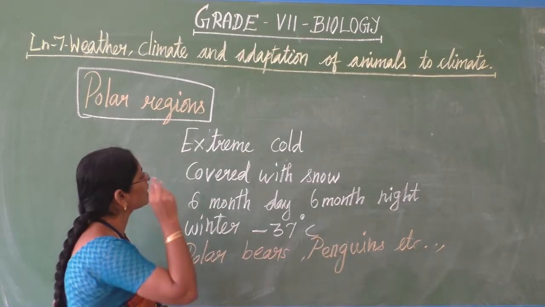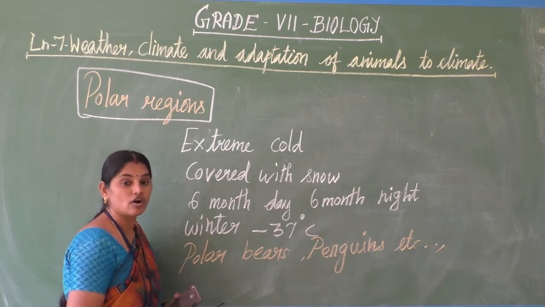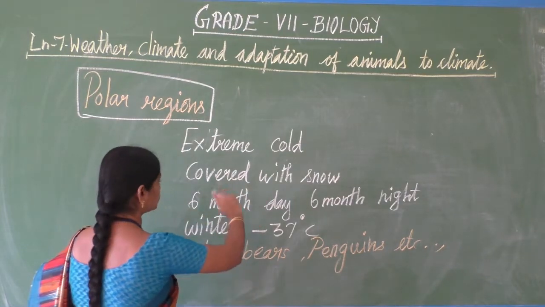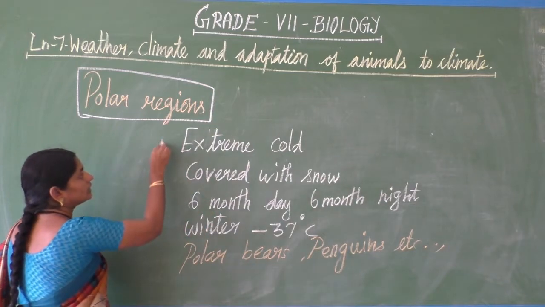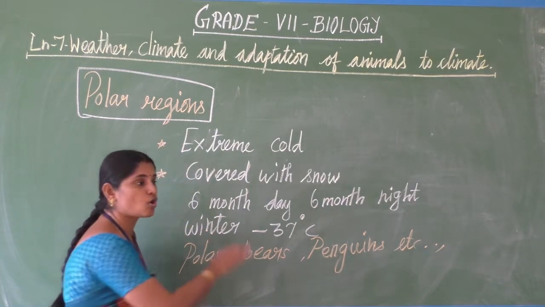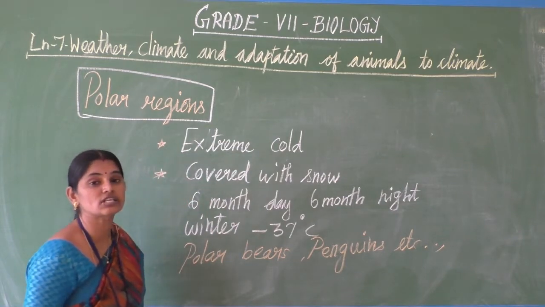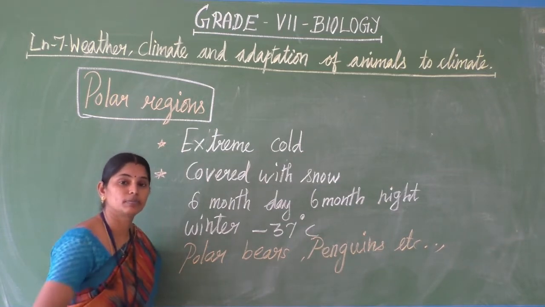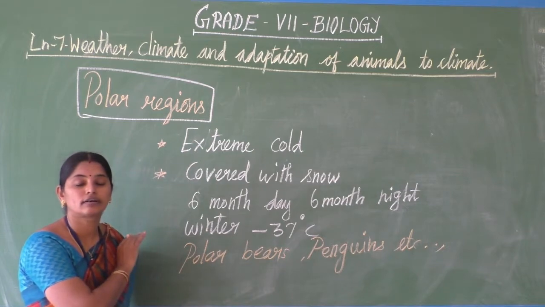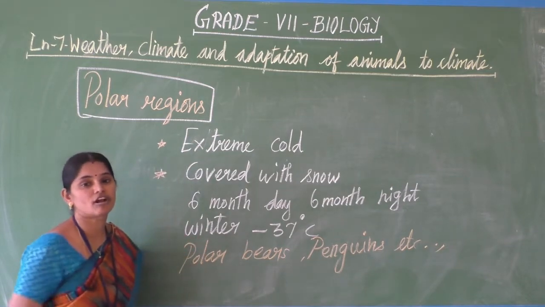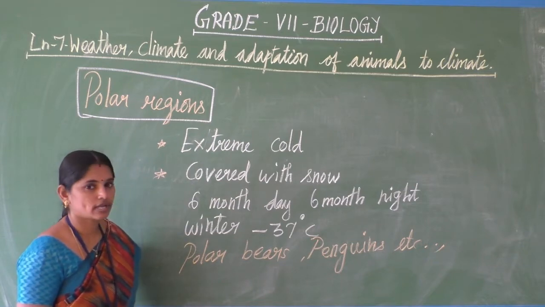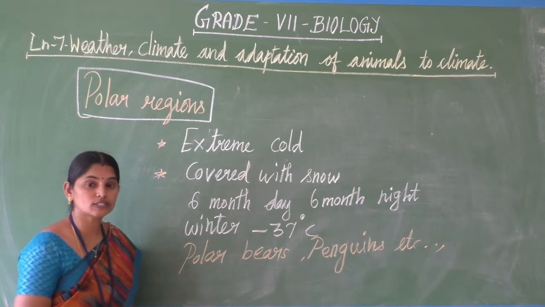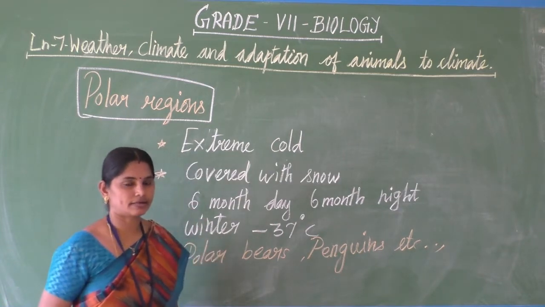See, children, in polar region the full land area is covered with snow. If you see the climatic condition, for most part of the year it is extremely cold. That means for 7-8 months it is fully covered with snow and has a very extreme level of severe cold. If you check daytime and night time, for 6 months the sunlight will be there.